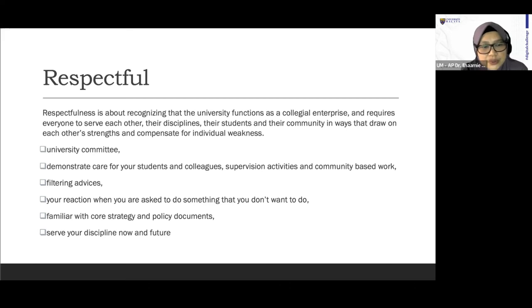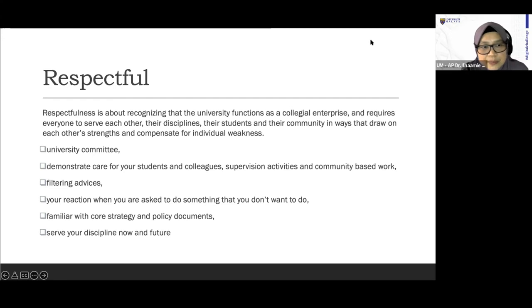Next, you need to demonstrate care for your students and colleagues, supervision activities and community-based work, and you need to filter advisors. So as a young academic lecturer, of course, you're going to get lots of advice from your seniors, from your colleagues, but you have to be respectful. You have to take all, but then you need to filter from the advice, and you need to choose which are the best advice, which are suitable and which are most appropriate in your situation, eh?